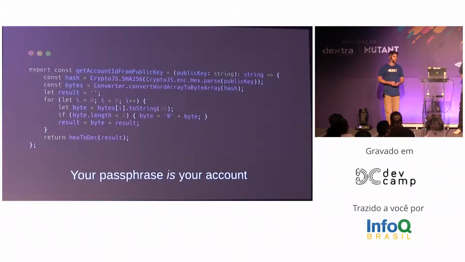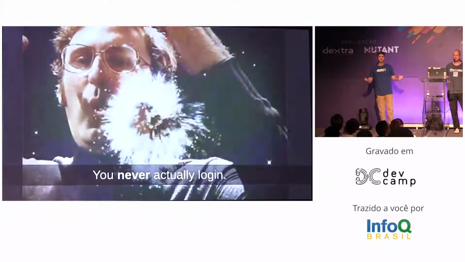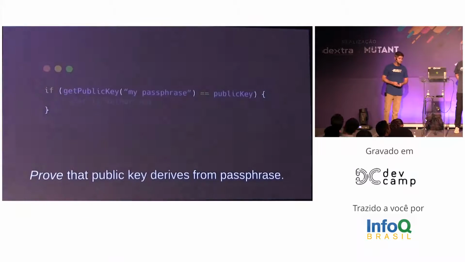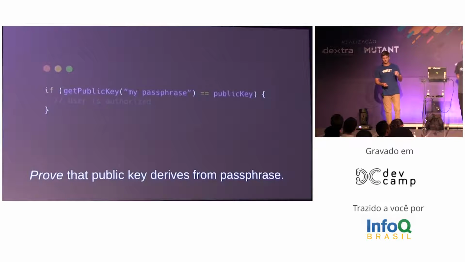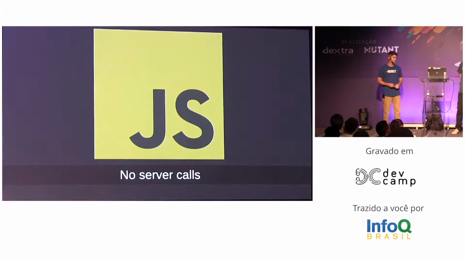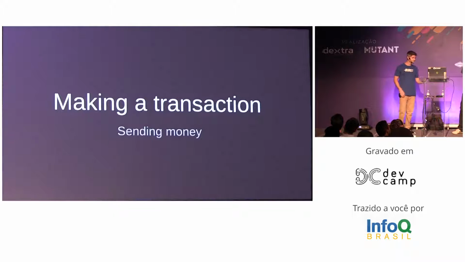This is a function that, given a public key, which can be derived from a passphrase, can derive an account ID. So if you give me a passphrase, I can give you your public key as well as your account ID. So your account ID is derived from your passphrase as well. So you never actually log in to a crypto app. Instead, you're just proving that the public key to the access you're requesting derives from the passphrase that you provided. This means there's no calls to the server. It's just pure JavaScript.